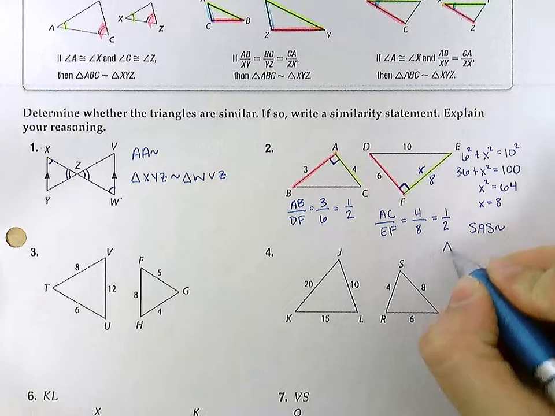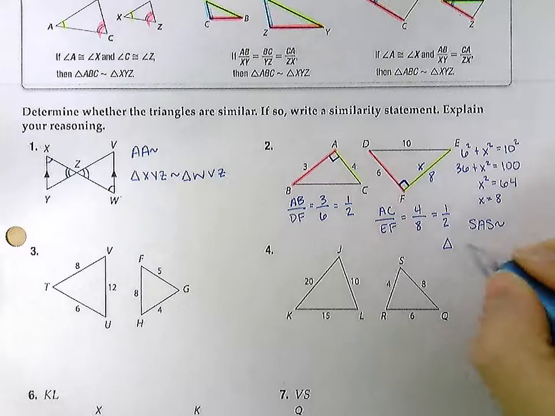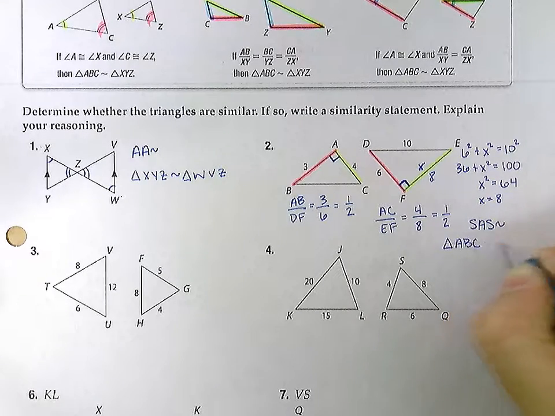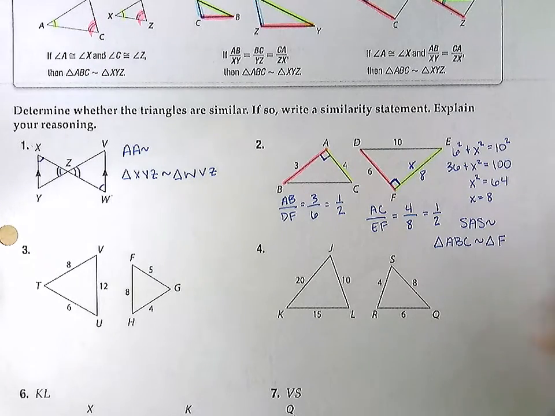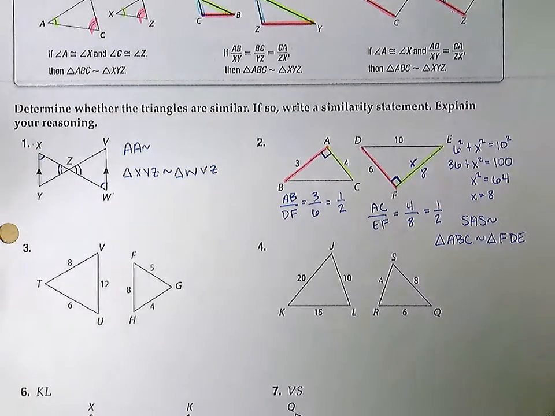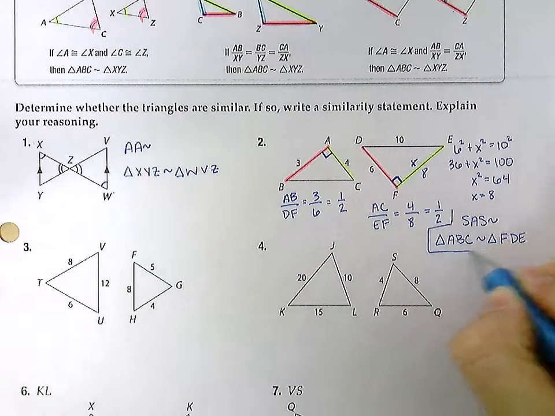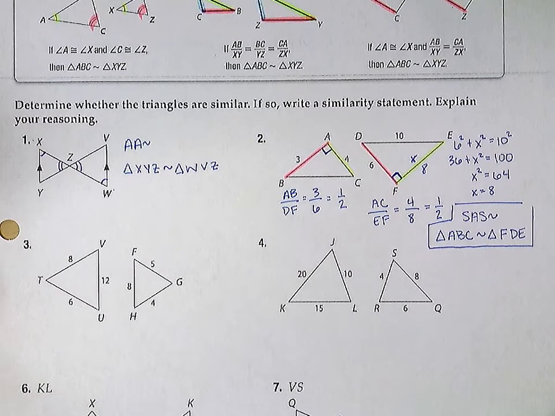then I want to write out my similarity statement. So we'll have triangle ABC is similar to triangle FDE. Okay, and that would be your answer for number 2. But you do need to check those corresponding sides. Questions on number 2?